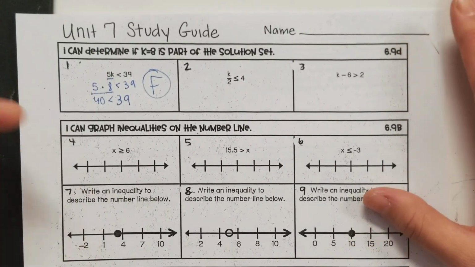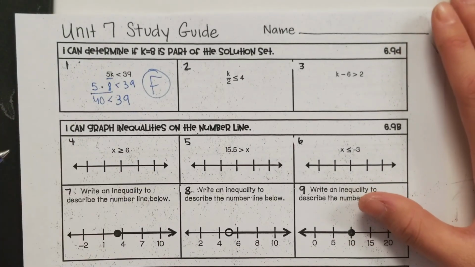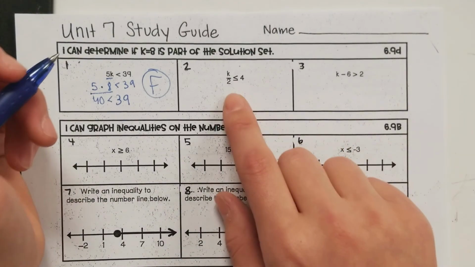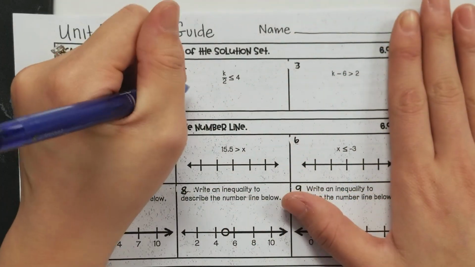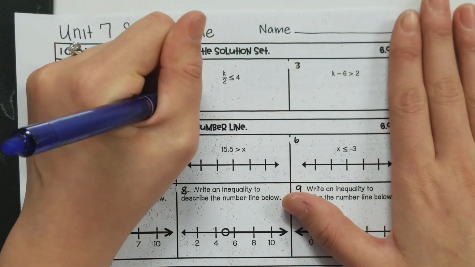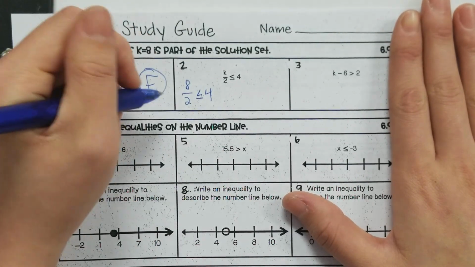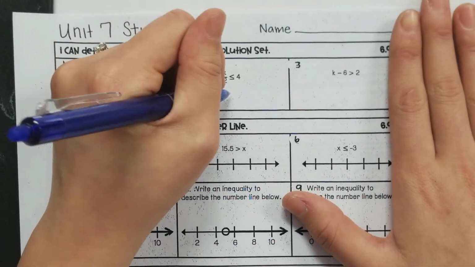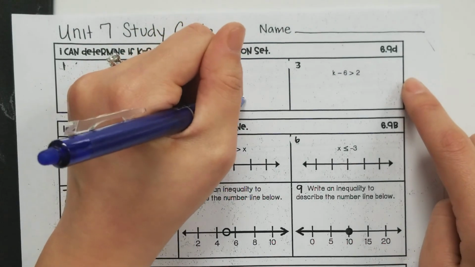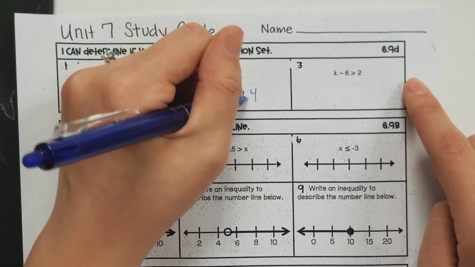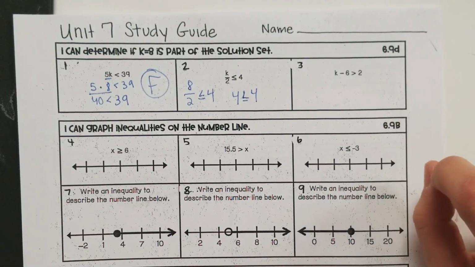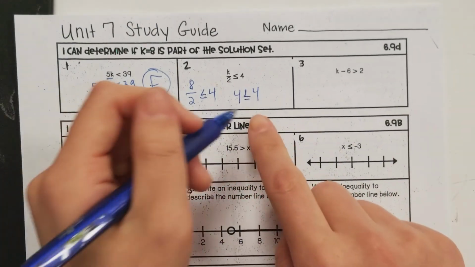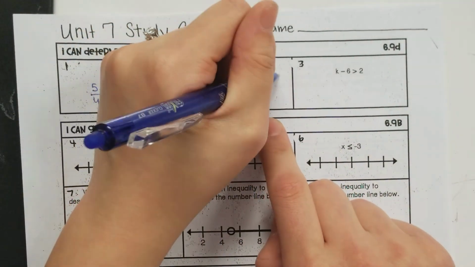Next we have k divided by 2 is less than or equal to 4. Instead of k, we need to write 8. So I would have written 8 divided by 2 is less than or equal to 4. Well, I know 8 divided by 2 is 4. So is 4 less than or equal to 4? Well, because it's or equal to, this is a true statement.